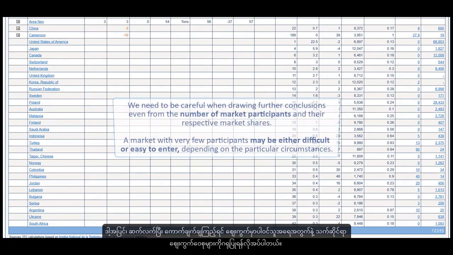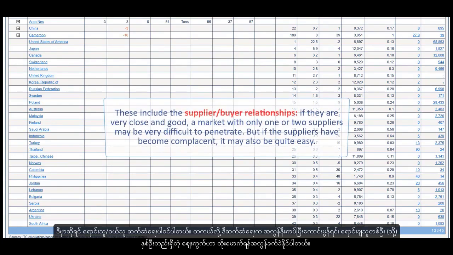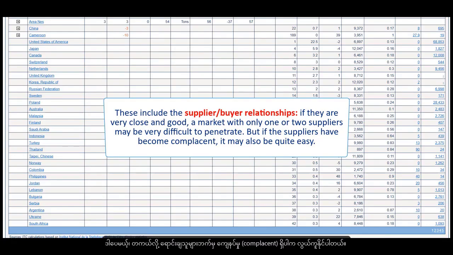Moreover, we need to be careful when drawing further conclusions even from the number of market participants and their respective market shares. A market with very few participants may be either difficult or easy to enter, depending on the particular circumstances. These include the supplier-buyer relationships. If they are very close and good, a market with only 1 or 2 suppliers may be very difficult to penetrate. But if the suppliers have become complacent, it may also be quite easy.